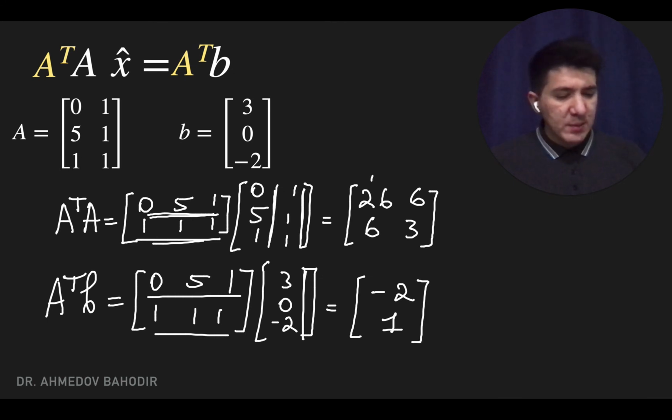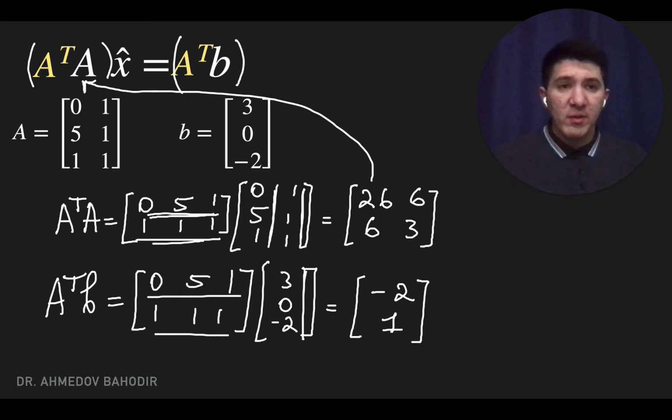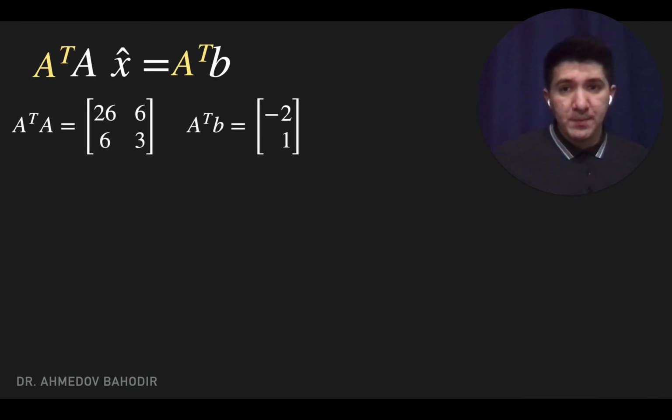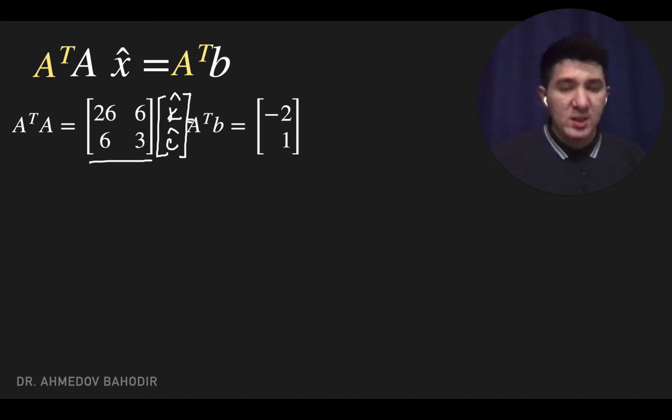Now I'm just going to substitute this instead of this matrix, and this vector is going to be substituted with the new vector. We're going to obtain the new system of linear equations, or the new matrix equation, and we're going to solve this. Okay, so we've got this matrix times k hat and c hat is equal to this vector.